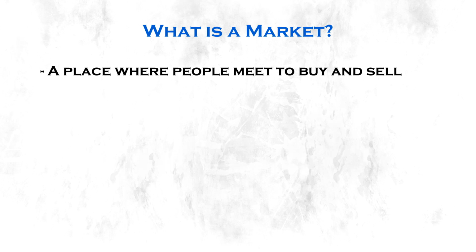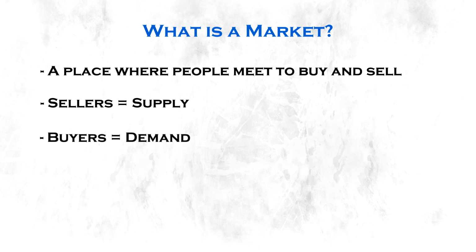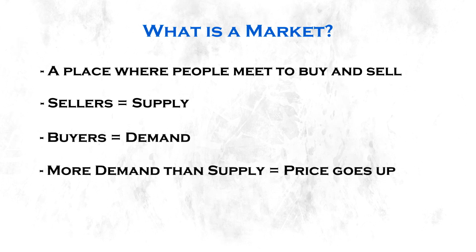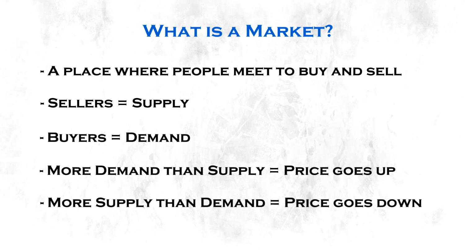And there are a lot of financial markets. We have the stock market, the currency market, aka the Forex market. We have a market for metals and indices. And all these different markets consist of buyers and sellers. They create the market. Sellers equals supply and buyers equals demand. If there is more demand than supply, then the price will go up. If there is more supply than demand, then the price will go down.